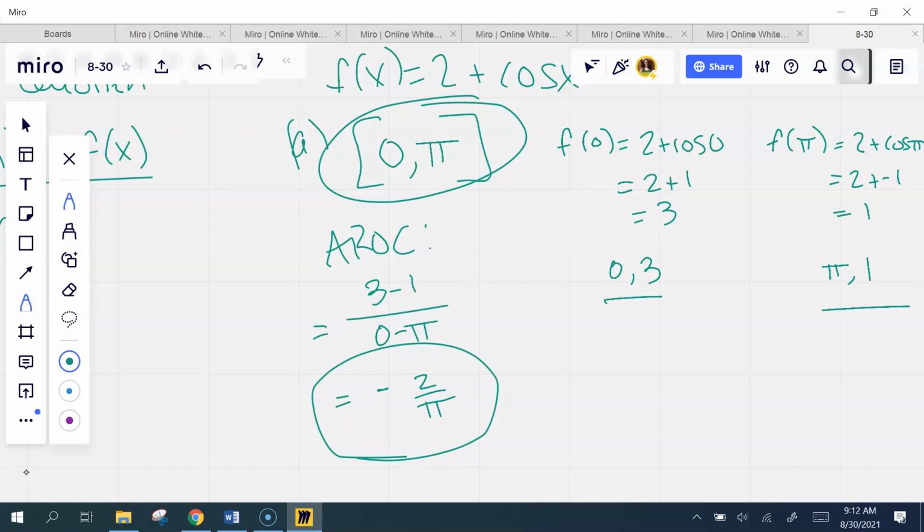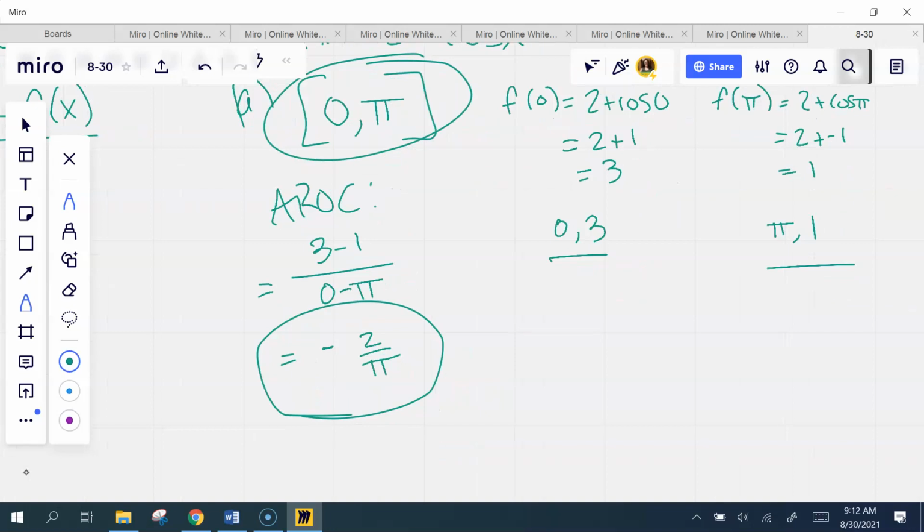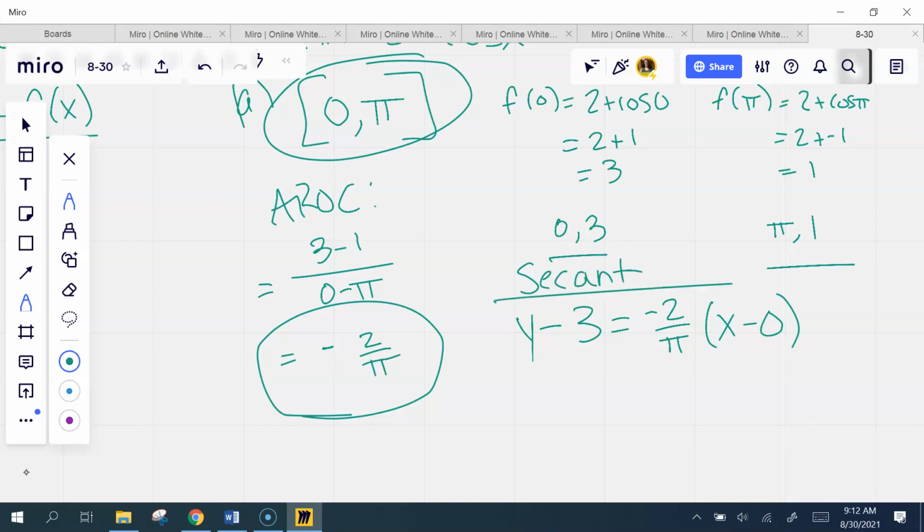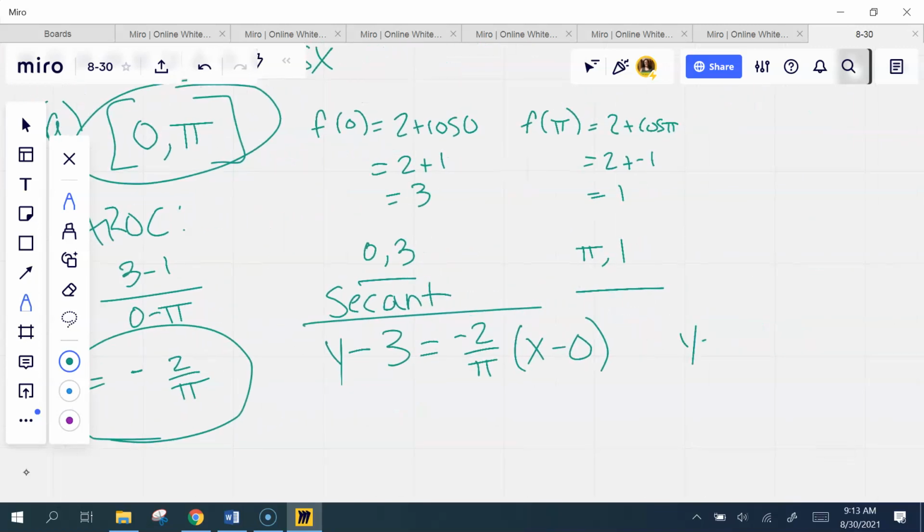Use whichever point you want to. y minus y1 equals slope times x minus x1. This is the secant line on this interval through those 2 points. That's the point-slope form of a line that I just used.